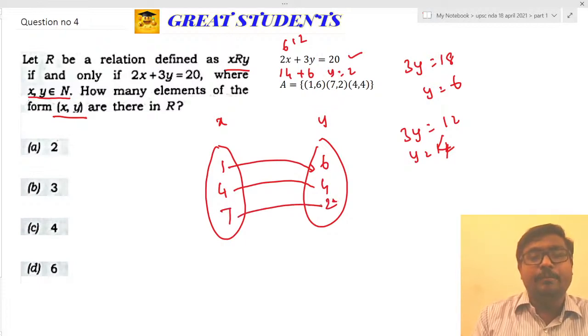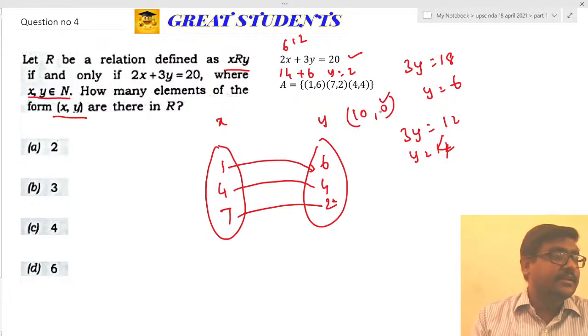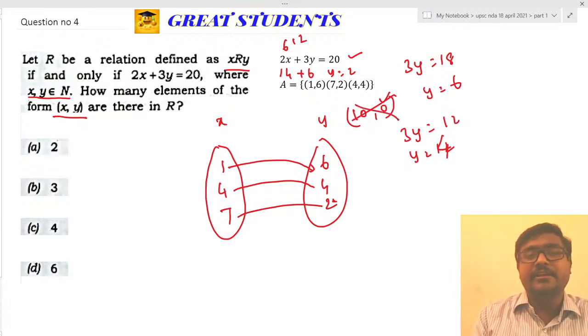So we have 3 pairs. And 8 will not come, 9 also will not come, you know that. But we can get 10. You can try 10 comma 0. It becomes 20 plus 0. But 0 is actually a whole number, it is not a natural number. So what we have to do? We have to eliminate this.